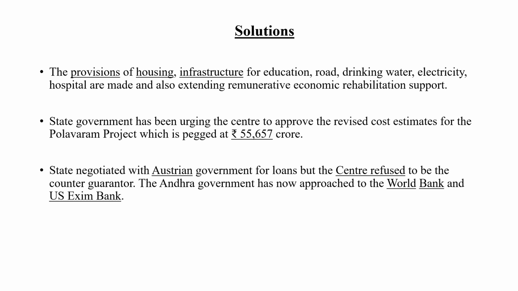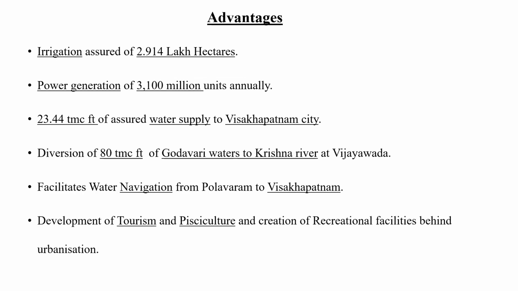State negotiated with Austrian government. What is the capital of Austria? It is Vienna, and it is situated in which continent? It is situated in Europe continent. So state negotiated with Austrian government for loans, but the centre refused to be the counter guarantor. The Andhra government has now approached the World Bank and US Exim Bank, right?